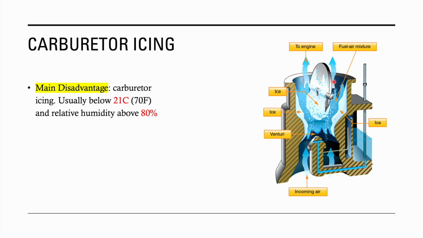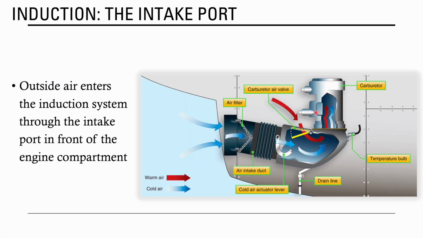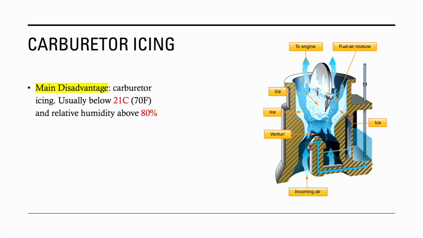And carbureted models have something called carb heat, which is a small lever that you pull, and it allows hot air, usually coming from around the exhaust, to go through here, get mixed with the intake air, and so now you're melting the ice. It's not completely hot air to the point where it's going to decrease your performance as well. It's just warmer. So that warm air will melt the ice.